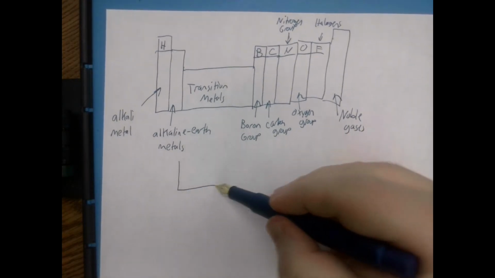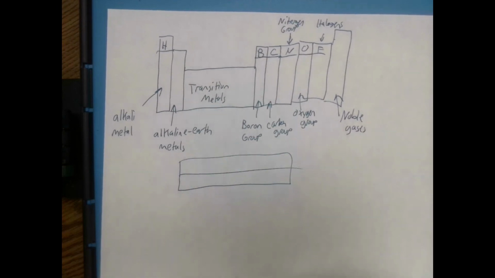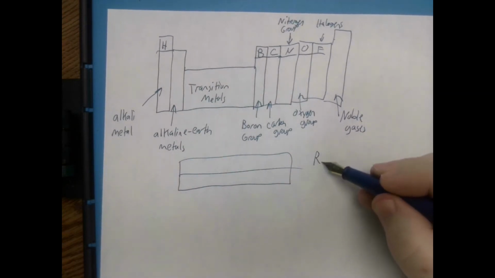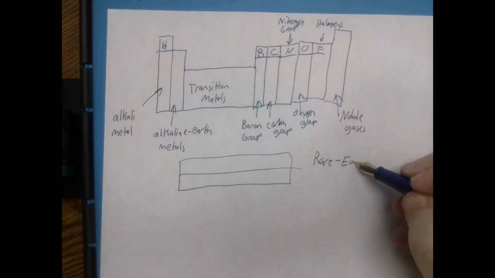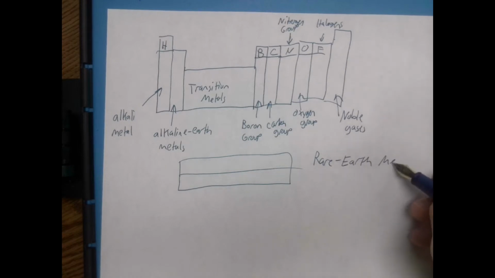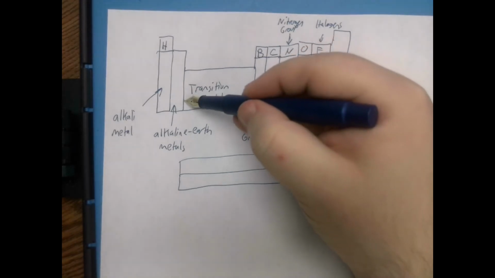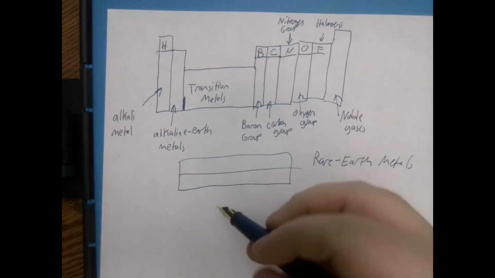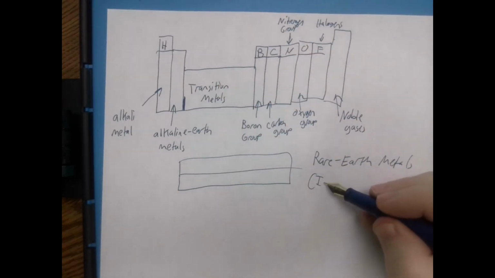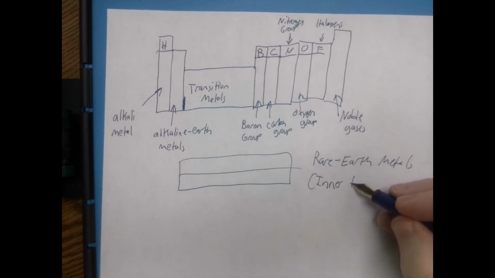And what about the two rows down here? What's another name for them? They go inside the inner transition metals.